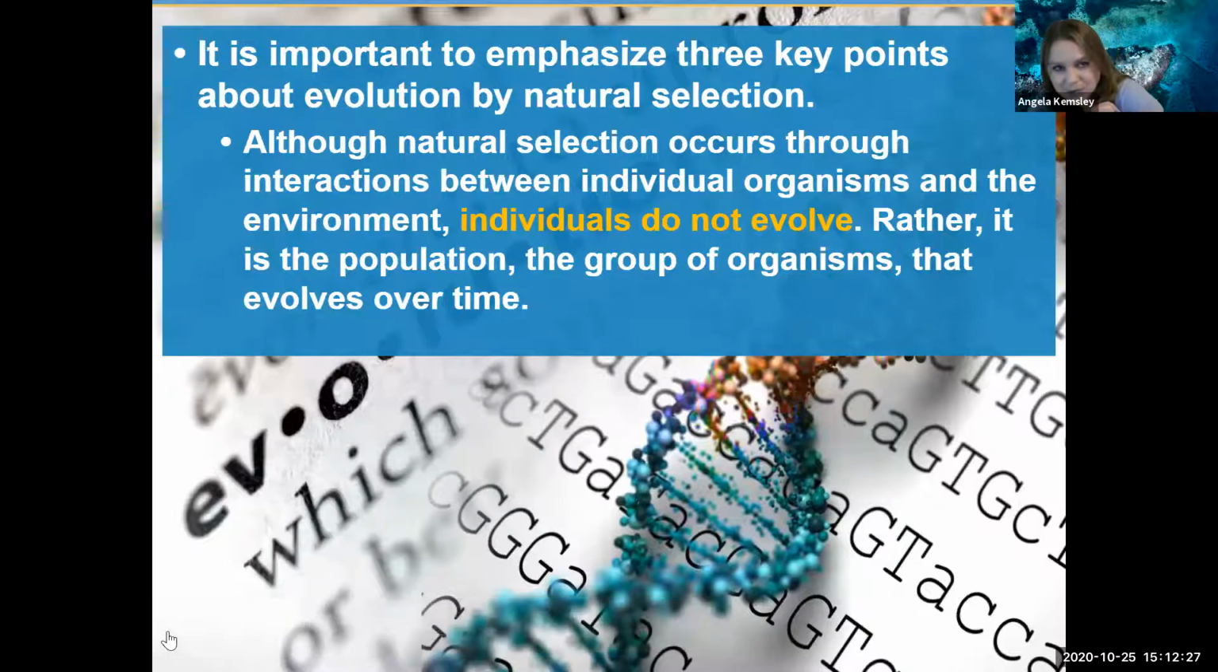So back to natural selection, it is important to emphasize 3 key points about evolution by natural selection. One of them is that although natural selection occurs through interactions between individual organisms and the environment, individuals do not evolve. Think back to the Pokemon that I showed you in one of the previous lectures. Individuals themselves do not evolve. Remember that when we're talking about evolution, we are talking at the population level. So it's that group of organisms that evolves over time.